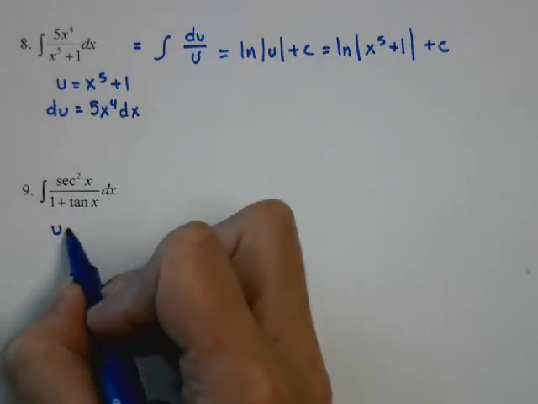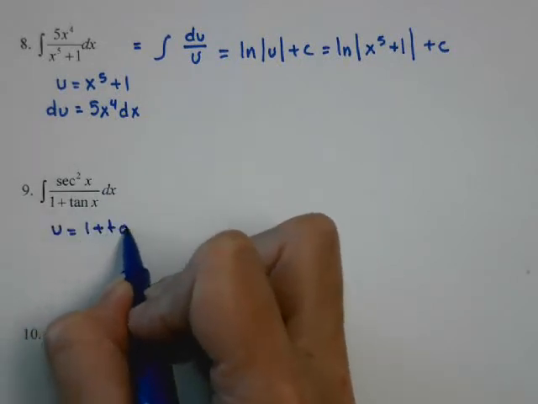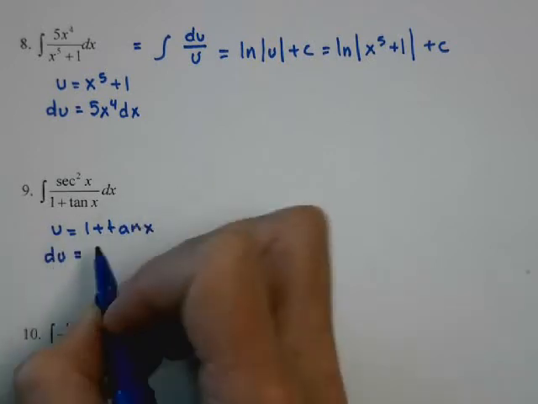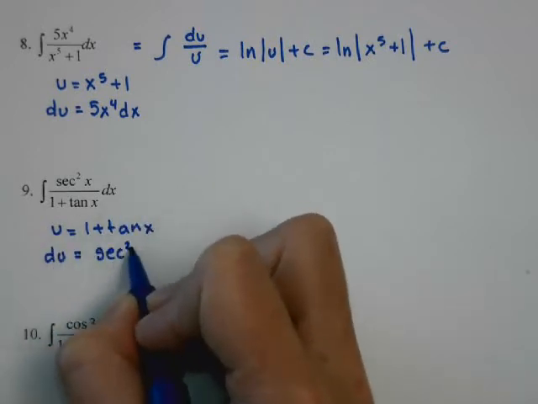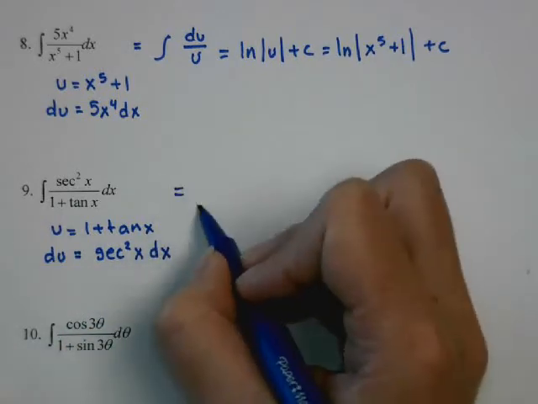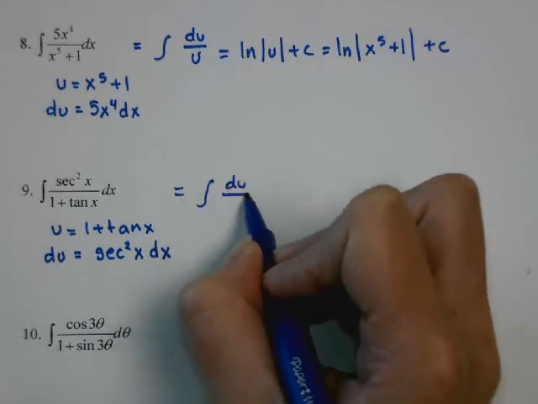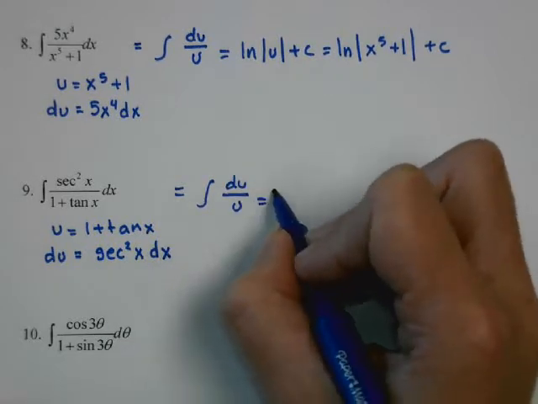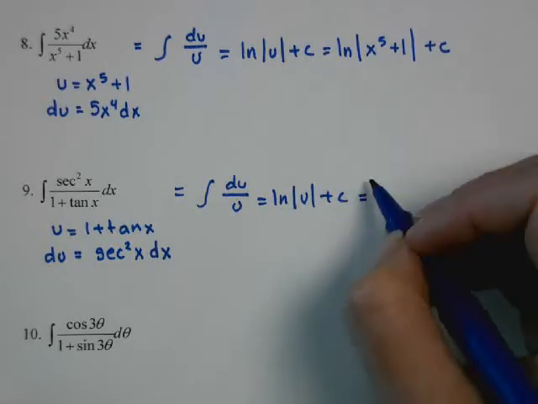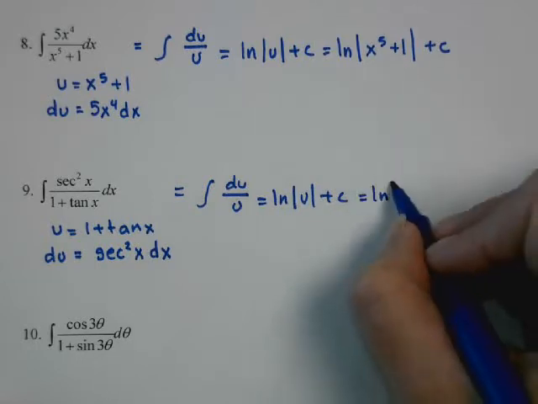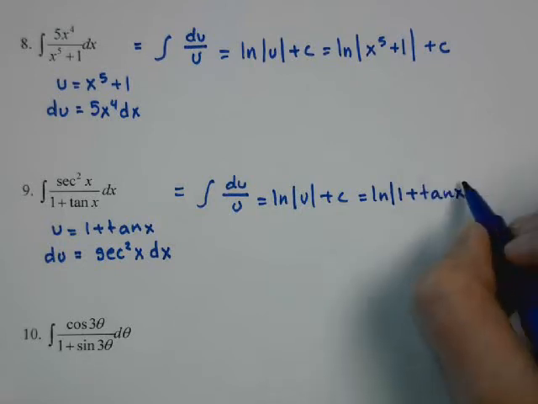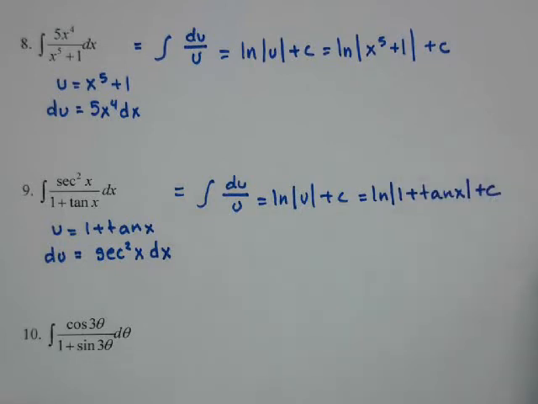Here, we'll let u equal 1 plus tangent x, which again, conveniently, the derivative of that is going to be secant squared. So this is the integral of du over u, which is natural log of u plus c, which is the natural log of 1 plus tangent of x, plus c.